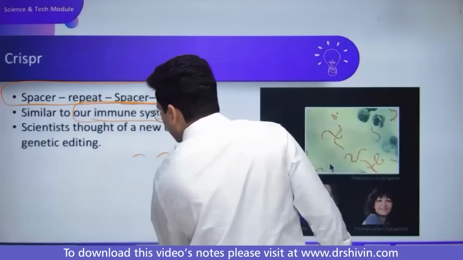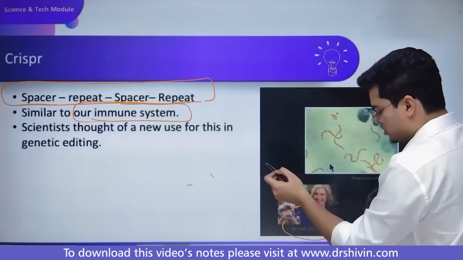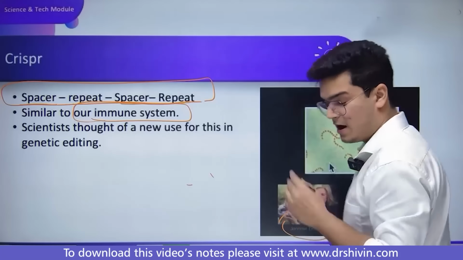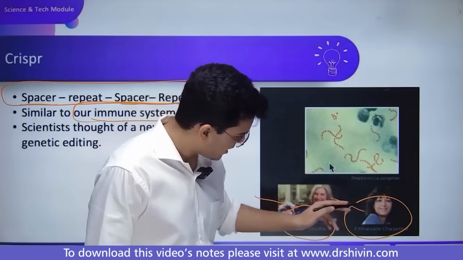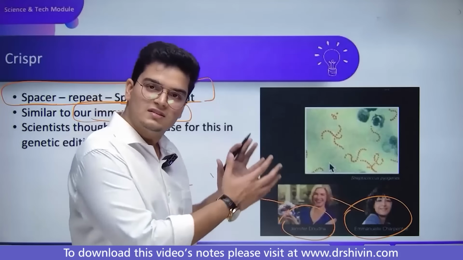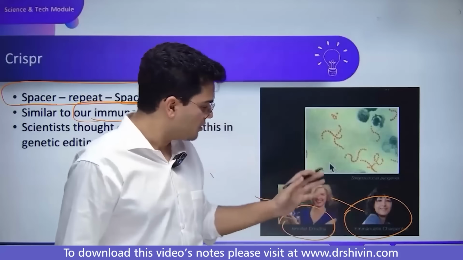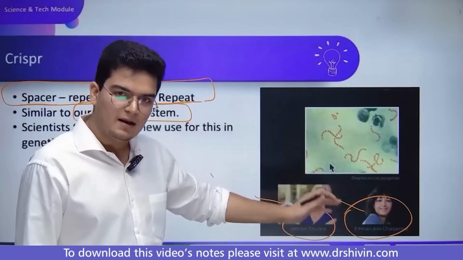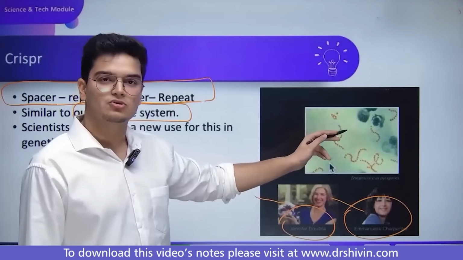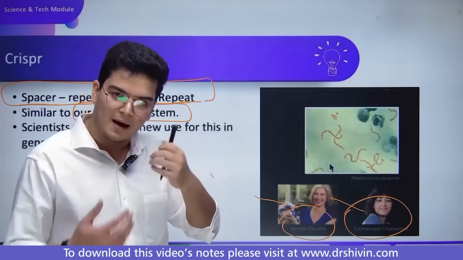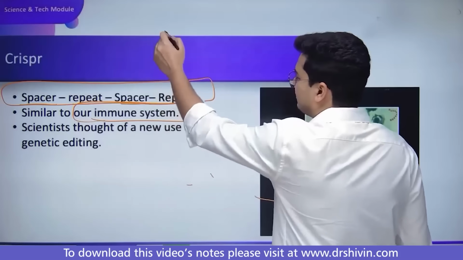Now, what did the two very brilliant scientists, Professor Jennifer Doudna and Professor Emmanuel Charpentier, do? They used this system to make it work in our cells for gene editing. And for this, both of these brilliant professors were given a Nobel Prize. इन्होंने इस सिस्टम को यूज करके हमारे सिस्टम्स के लिए, हमारे सेल्स के लिए जीन एडिटिंग बनाई। कैसे बनाई देखते हैं। They identified this system.